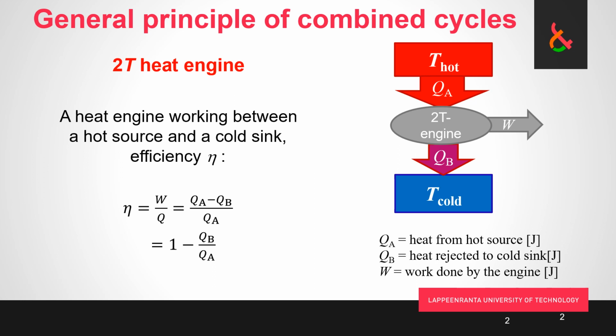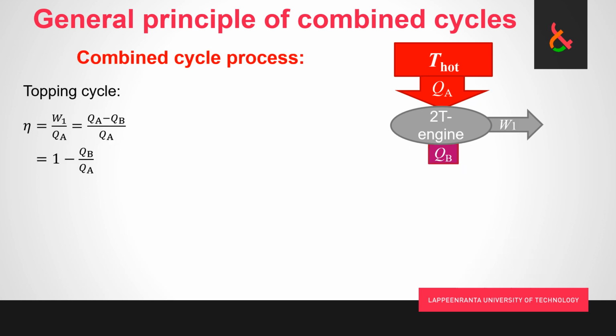Now with a combined cycle, the idea is that if we have a process that is working at fairly high temperature, then possibly the heat rejection temperature is also fairly high, and we can still use that amount of heat that we would otherwise be rejecting. So we start from the same two-temperature heat engine, but we consider this now to be the so-called topping cycle. So the very same definition of efficiency, but we now just differentiate this work as W1 because we are getting another work done as well. We use this QB as input to our bottoming cycle.